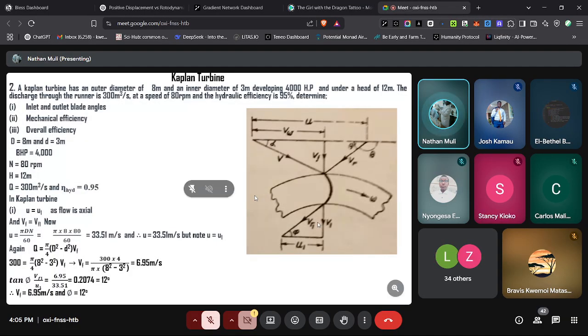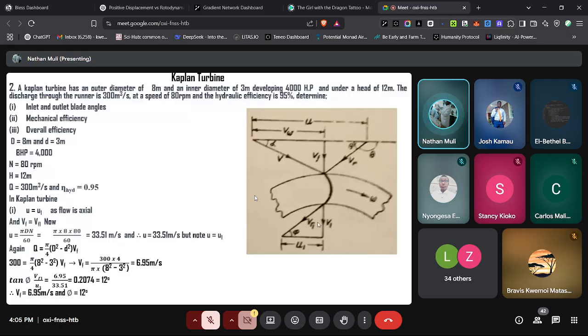Good, that was example number 1. Example number 2, I'm generous. A Kaplan turbine has an outer diameter of 8 meters and an inner diameter of 3 meters, developing 4,000 horsepower and a head of 12 meters. The discharge through the runner is 300 cubic meters per second at a speed of 80 RPM and hydraulic efficiency of 95%.